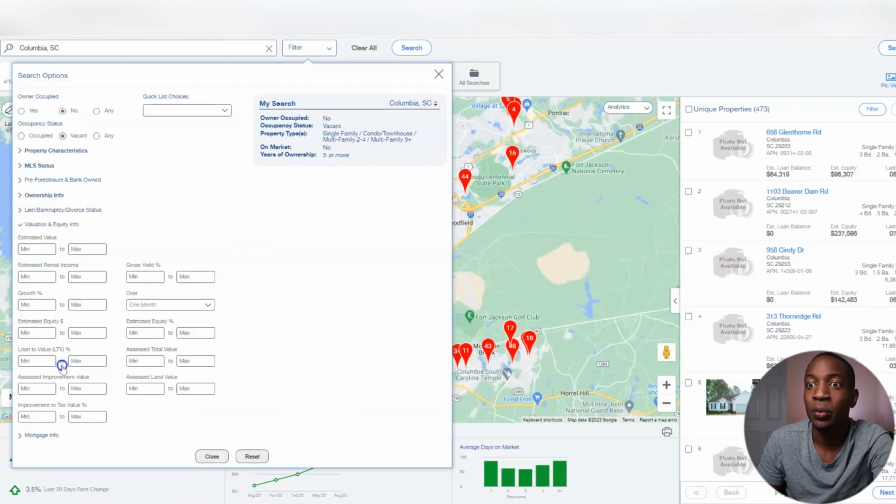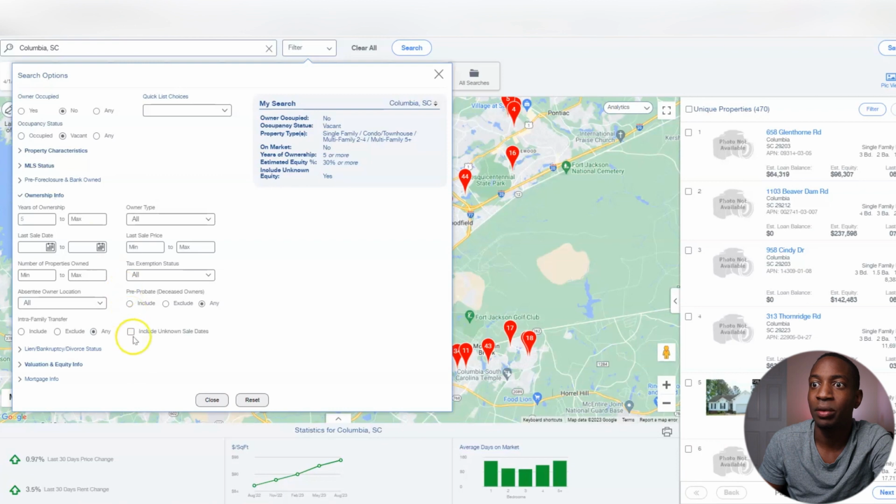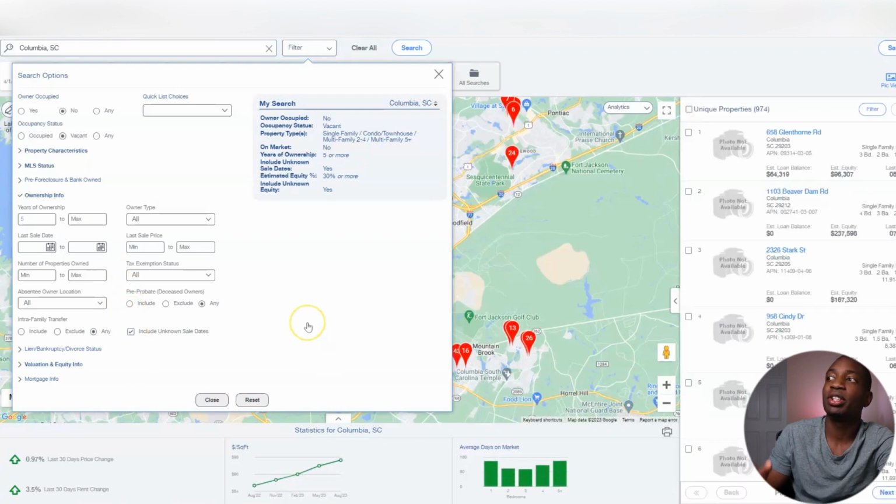Now, ownership information, I want them to own the property for at least 5 years. And then valuation and equity, I want them to own at least 30%. And I want to include unknown equity, all right? And I want to include unknown sell date. So that brings my list to 974 properties. This is a very concise and specific list.